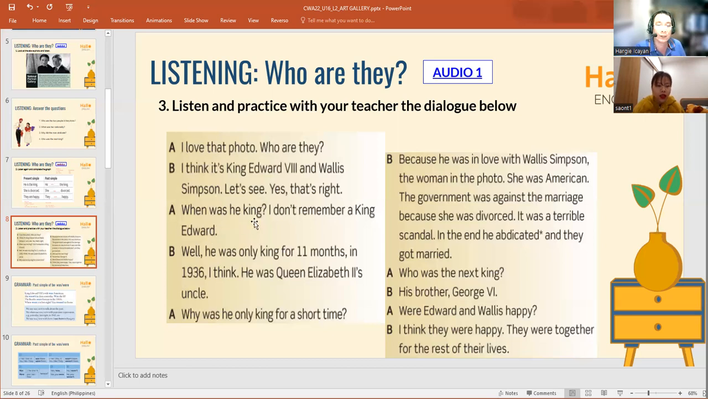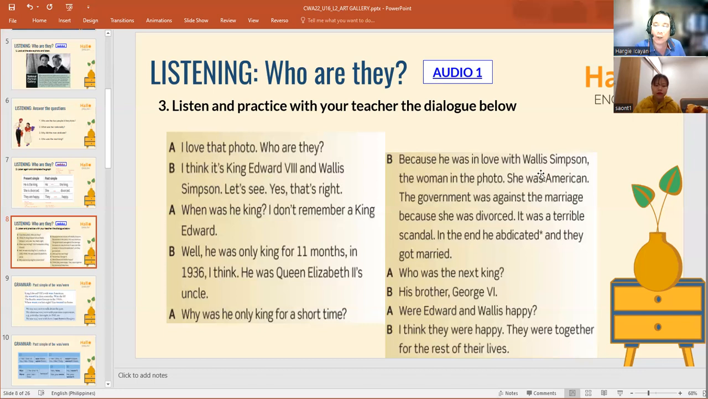When was he king? I don't remember a King Edward. Well, he was only king for 11 months in 1936, I think. He was Queen Elizabeth the Second's uncle. Why was he only king for a short time?